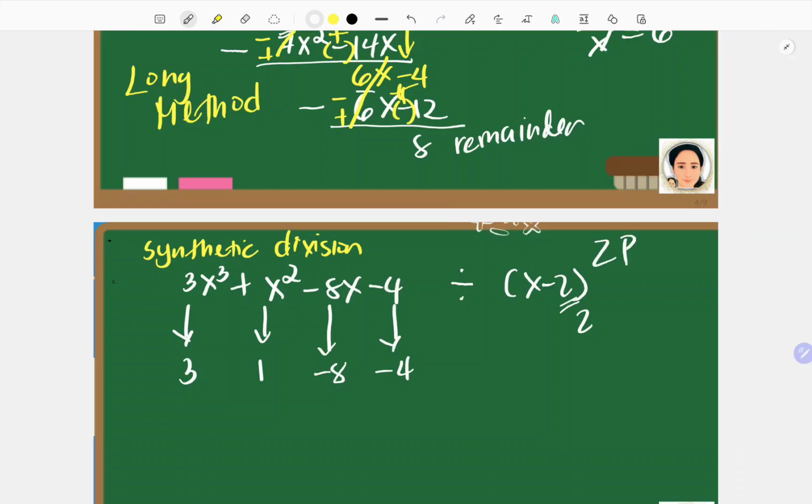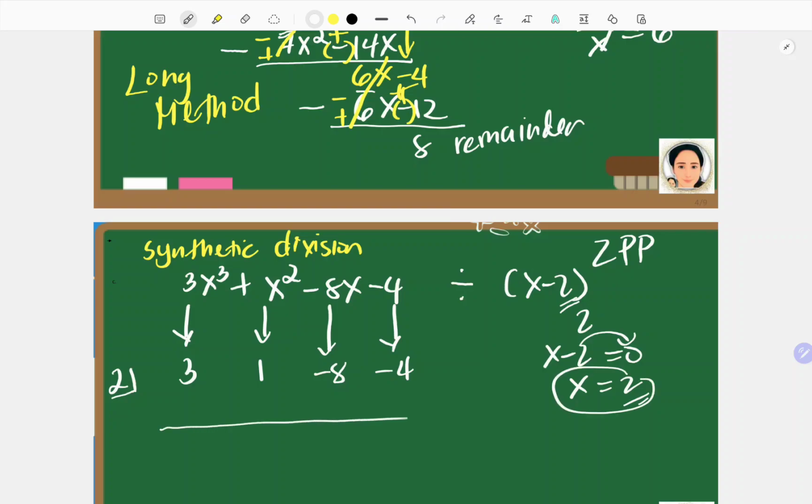This is using ZPP, zero product property. So let me show you how to get the positive 2. x minus 2 is equal to 0. Then transpose. x is equal to positive 2. That's why our divisor here is positive 2. Then, bring down the first term. That is 3. Just bring down.